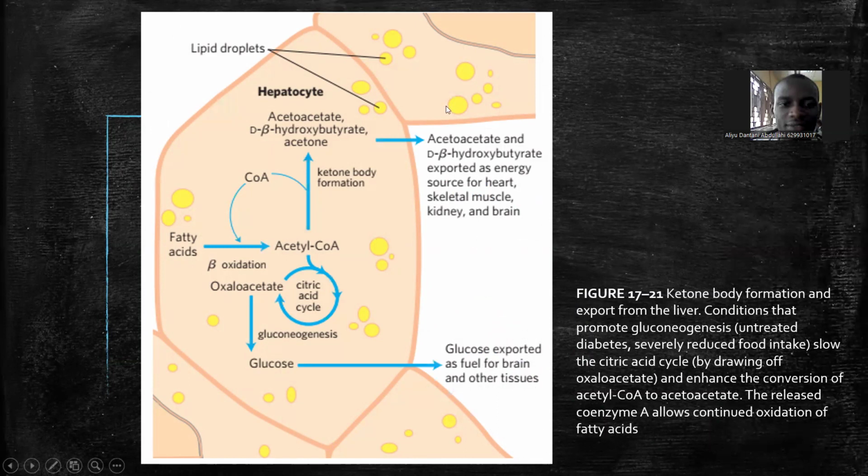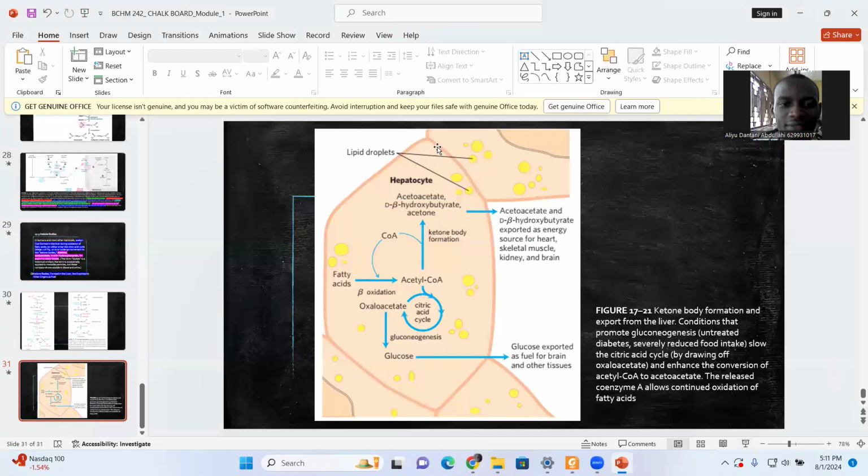Okay, so this is just another example. Lipid droplets, hepatocyte, acetoacetate, your ketone bodies, acetoacetate, D-beta hydroxybutyrate. Acetoacetate and D-beta hydroxybutyrate are exported as an energy source for heart, skeletal muscle, kidney, and brain, right? Just like I've mentioned, the brain. Glucose is exported as fuel for brain and other tissues, of course. Okay, fatty acid, acetyl-CoA, beta oxidation, oxaloacetate, gluconeogenesis.